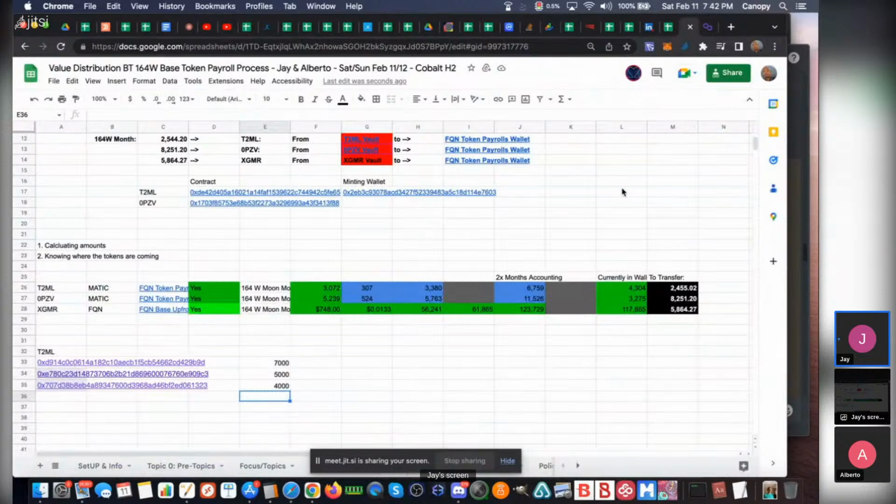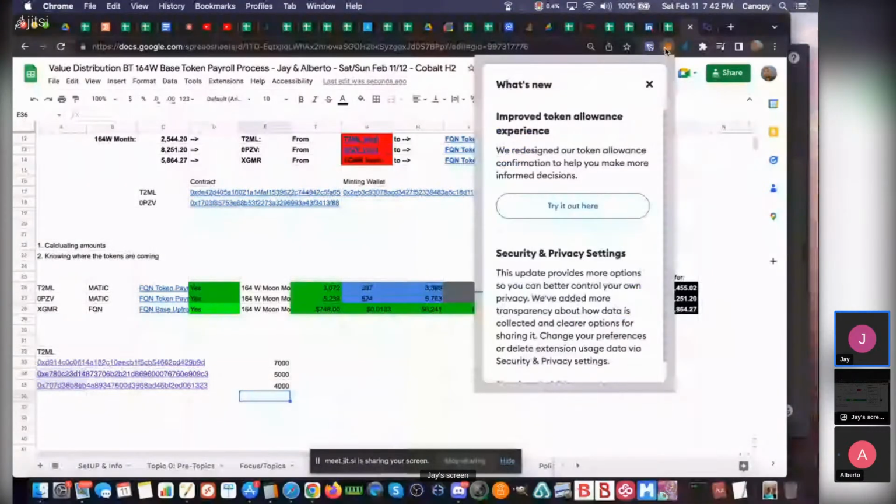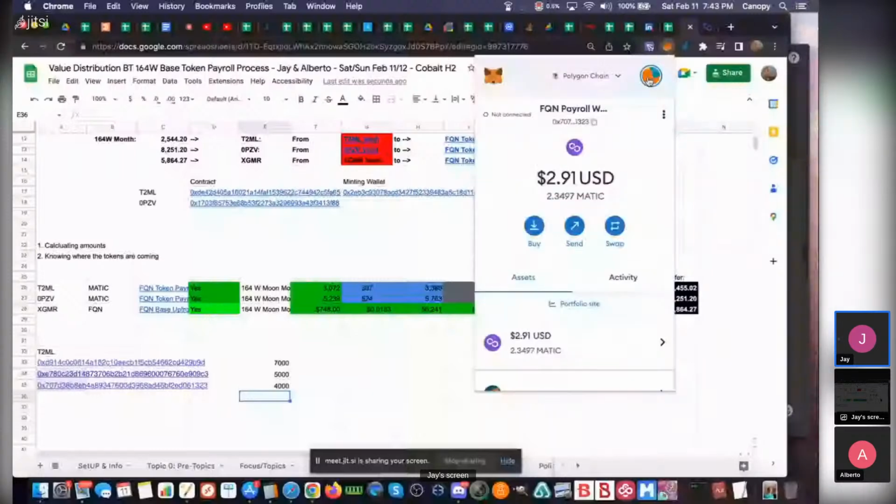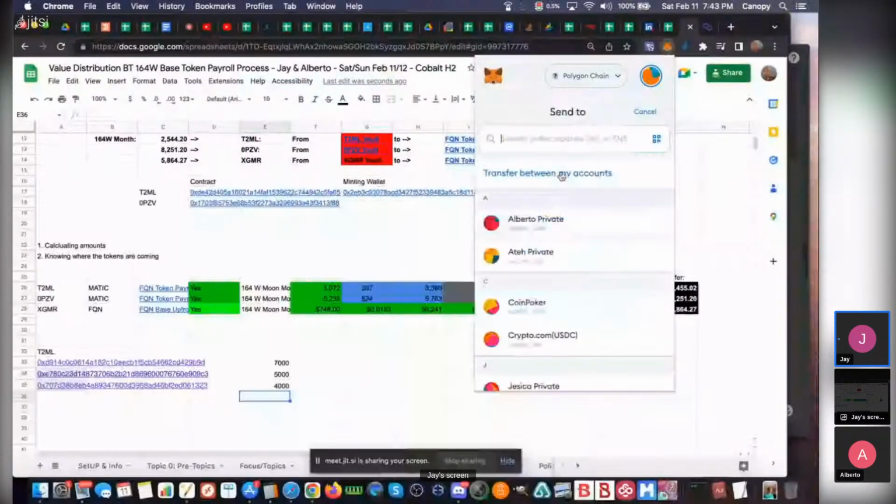So the easiest way to answer that is by going in here and finding the wallet in the MetaMask, right? I think this one is mine, 422.06. Yeah, but 422 is not enough. We're not looking for that. So we're looking for the thousands of values. Okay, so I'm going to go send, and I'm going to say transfer between my accounts. So this will get all the wallets.